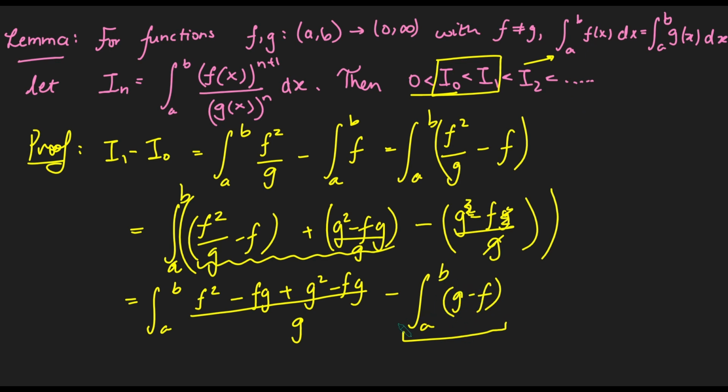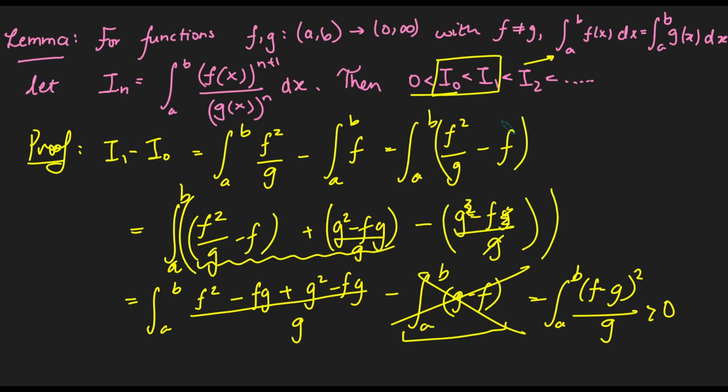So I can kind of ignore that term. And now what about all of this here? Well, the numerator factorizes quite nicely. So this is just the integral from a to b of (f minus g) squared all over g. And now, since f and g are distinct functions, (f minus g) squared is going to be strictly positive, or at least strictly positive for some value in this interval here. And if I divide it by g, it's still positive, and this is always a positive function. So this will be strictly positive. And so if I1 minus I0 is positive, we get that I0 is less than I1.